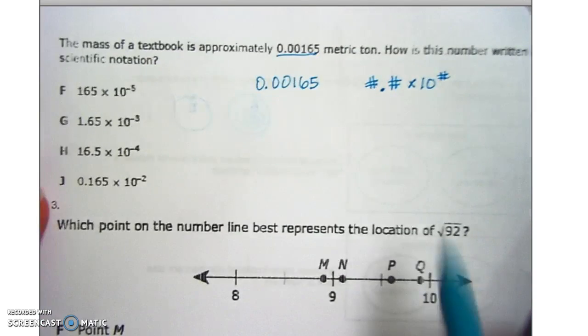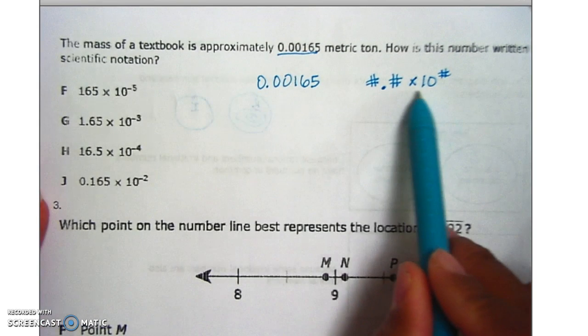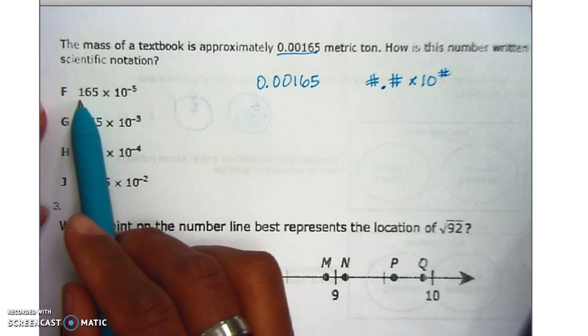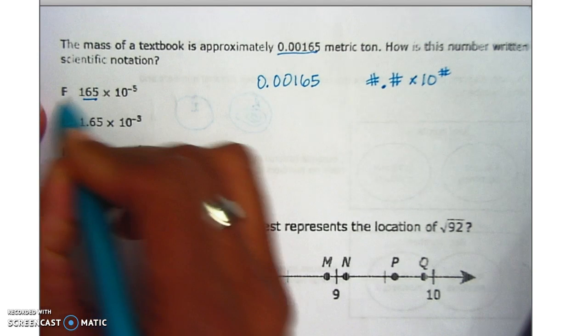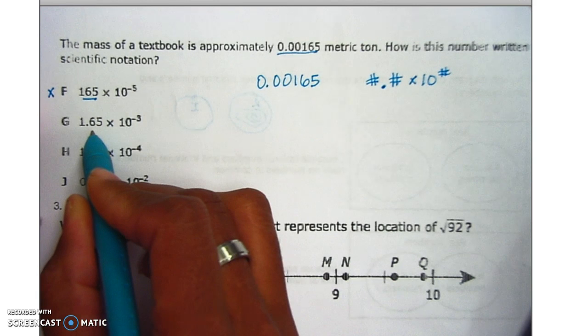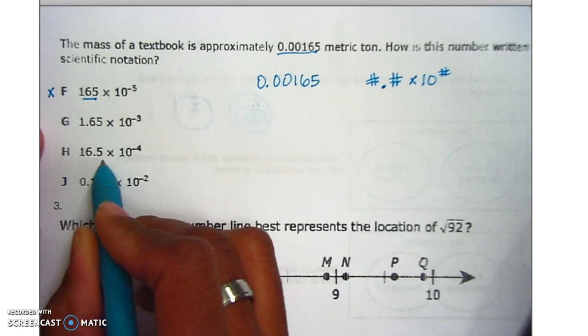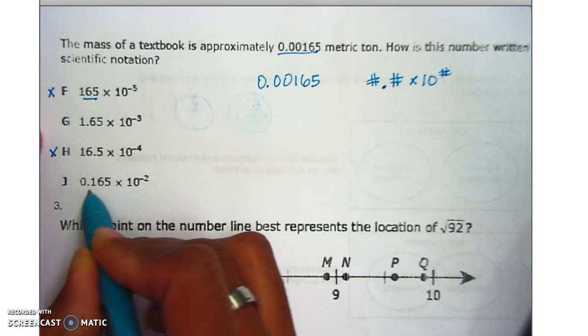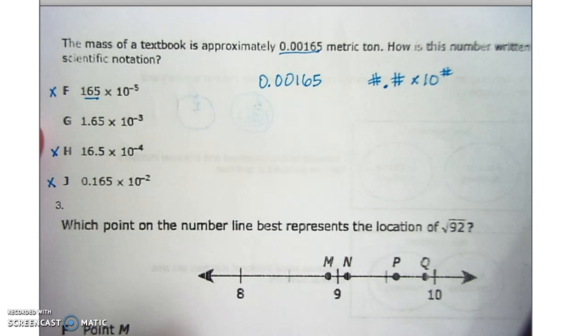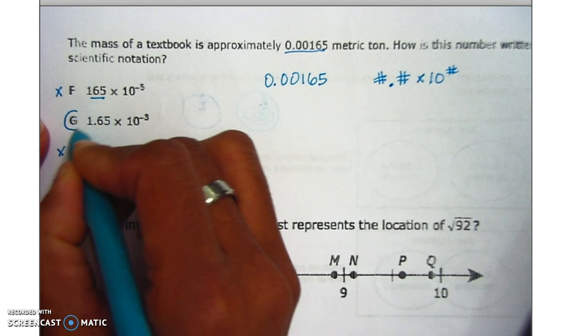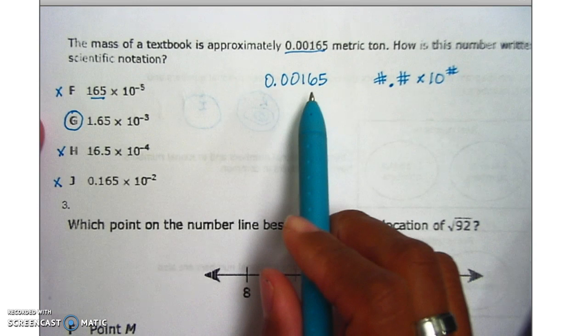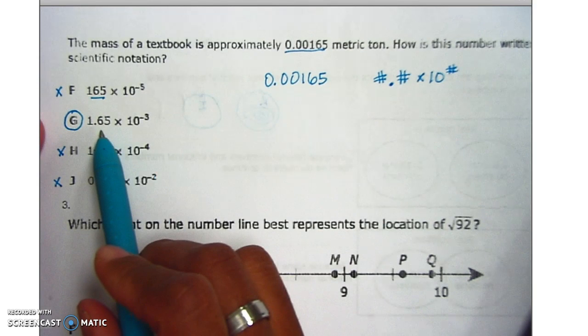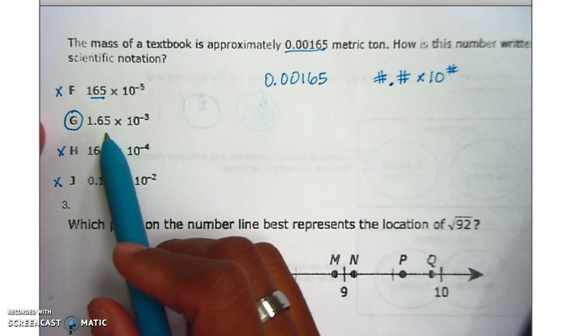Okay? Knowing that our format has to be in this format, this answer choice won't work. This might work. This answer choice won't work. And this answer choice won't work. So we automatically know that this, we didn't even have to do anything. This was the only one that was set up in the correct format.